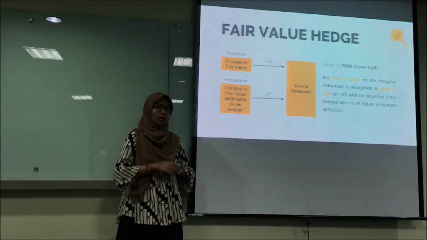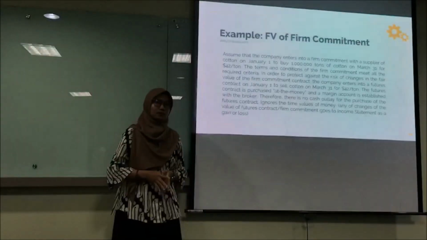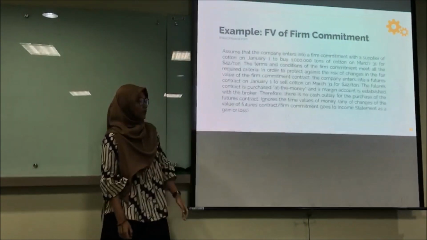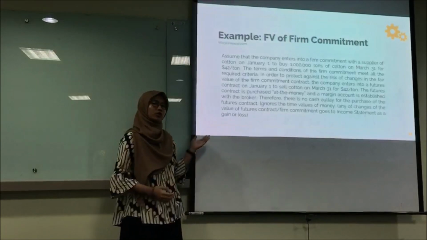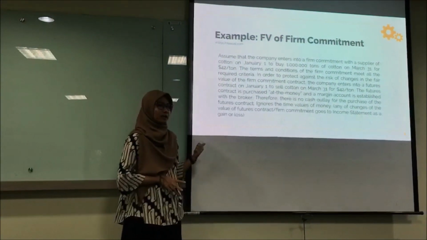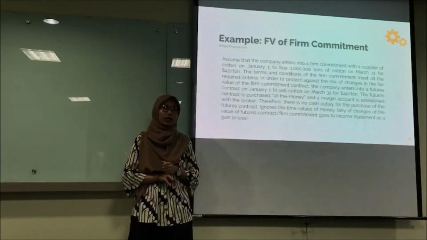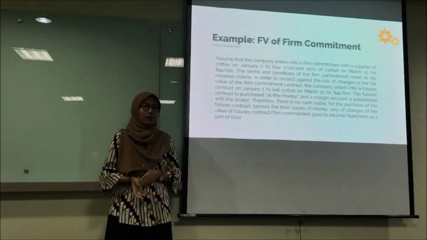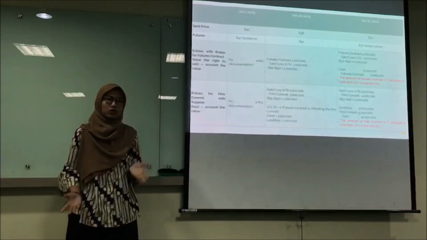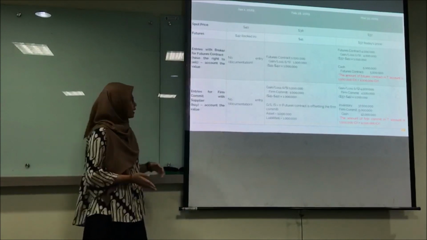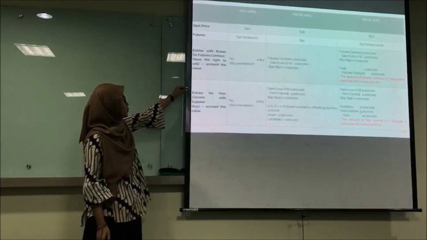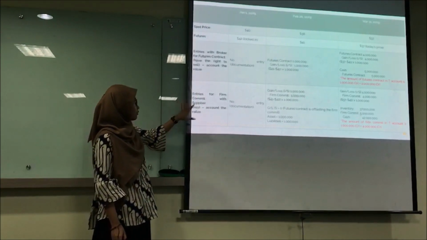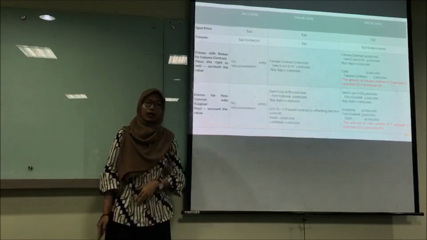I'll give you an example to give you a clear understanding about this. Okay, here I'm using a firm commitment. Give you time to read the question. So in the question, we're given two periods, which are January and March, but I pick February 28 to make it three periods so we can see very clearly what I've explained before. I've listed spot prices and future prices for you, and in the third row we have entries with the broker for future contracts, and in the fourth row we have entries for firm commitment with the supplier.